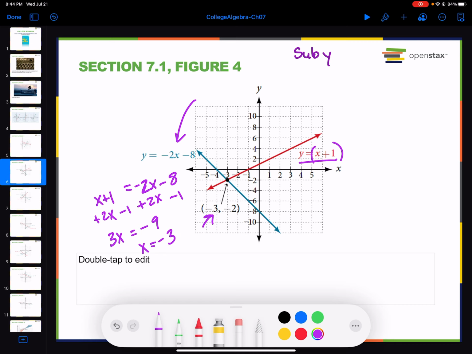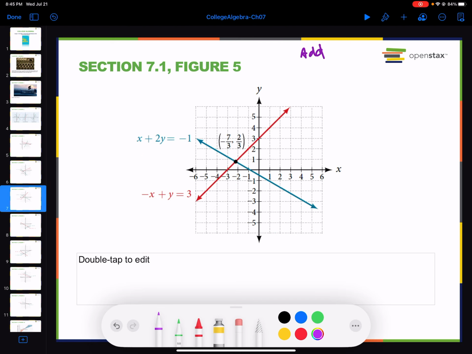So there's our -3, and now we can take x equals -3, plug it back into our equation, and solve for y. So if x equals -3 plus 1, then y equals -2, which is what we have here. So that's the y substitution method.